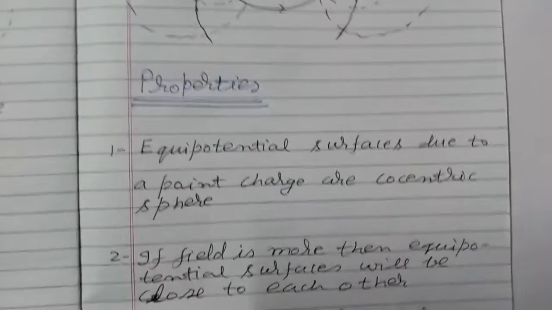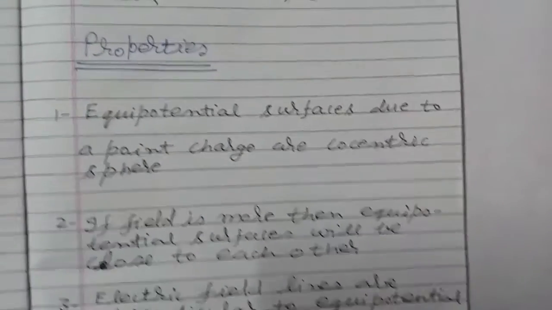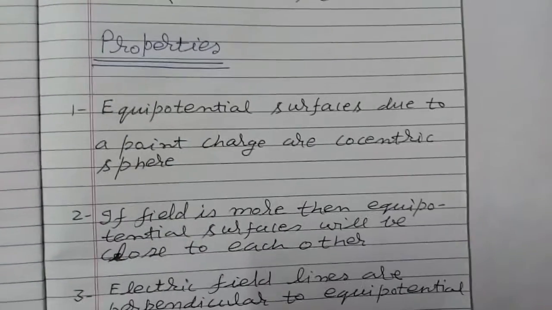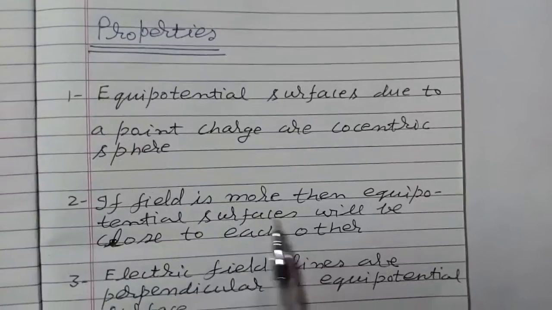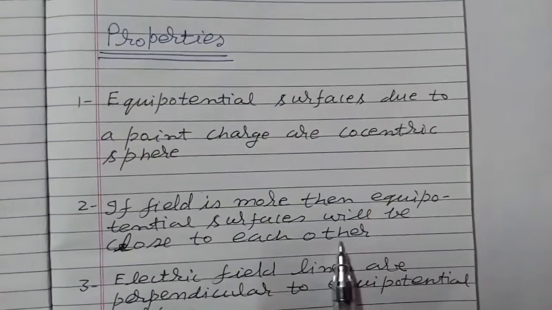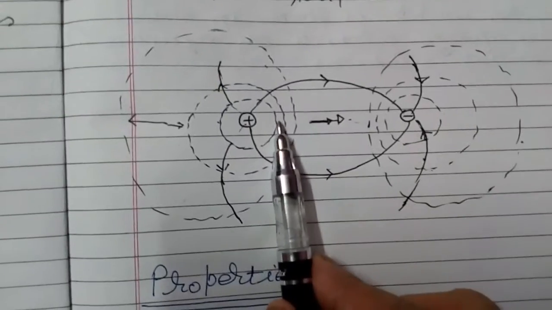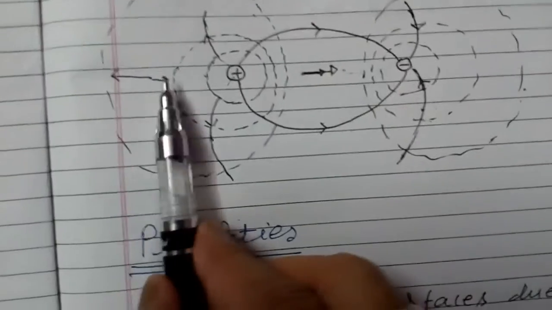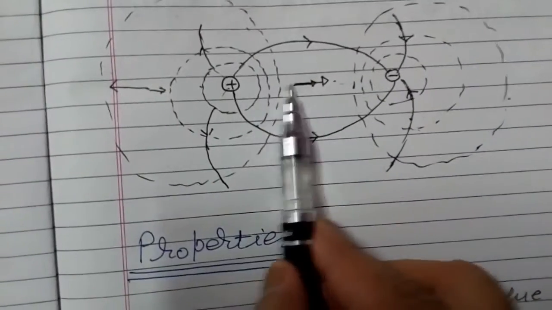Now properties of equipotential surface. So equipotential surfaces due to a point charge are concentric spheres. If field is more, then equipotential surfaces will be close to each other. As you may see here field is more, therefore surfaces are close. Here field is less, therefore surfaces are at a more distance compared to this. They are far away.